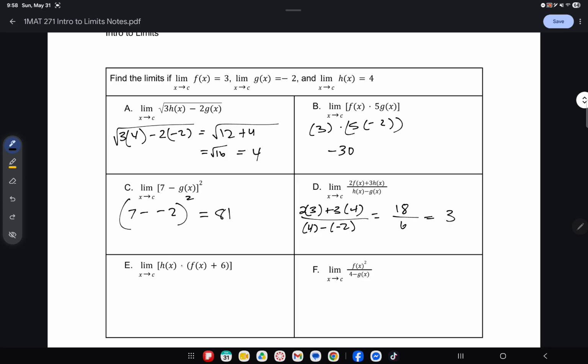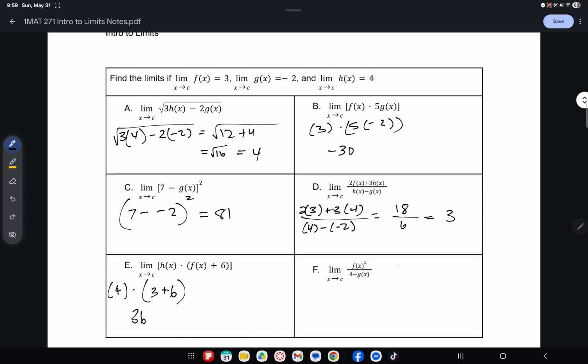Okay, I have a multiplication, so I can do h, which was 4 times, and then I have 2 right here. I can do f of x, which is 3, and then 6. Limit as x approaches c of 6, that's just a constant, so 6. I don't know why I put a multiplication when that's adding. So 3 plus 6 is 9. 9 times 4 is 36.